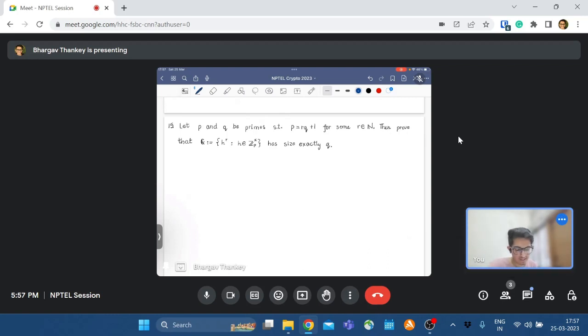So we stated this in class, we'll prove it over here. Let P and Q be primes, so that P is equal to R times Q plus 1 for some natural number R. Then prove that the group G, defined as H to the R, where H is in ZP cross, has size exactly Q. So this was stated in class, we'll prove it over here, okay? So let's prove it.